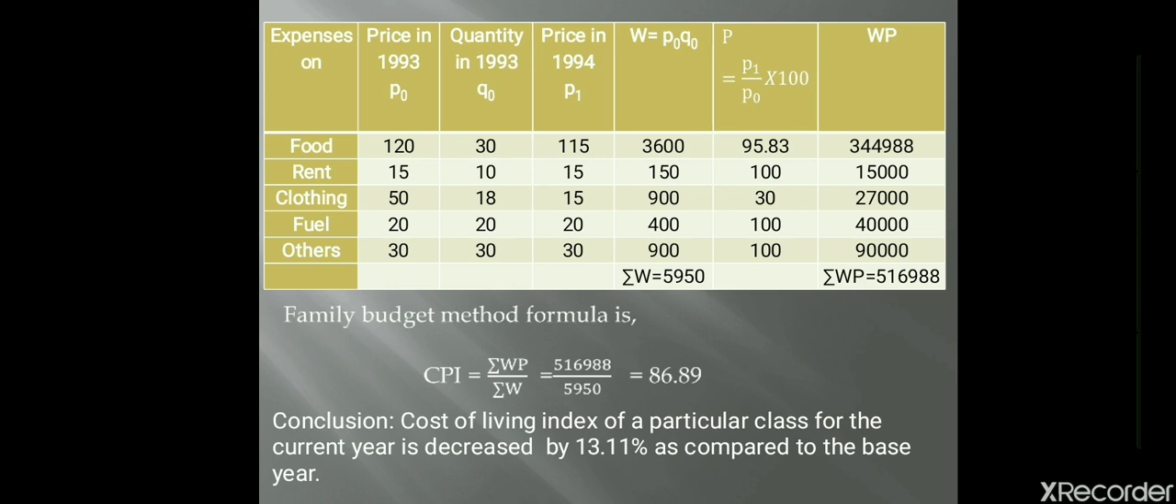Therefore, the conclusion is cost of living index of a particular class for the current year is decreased by 13.11% as compared to the base year. That completes the work.